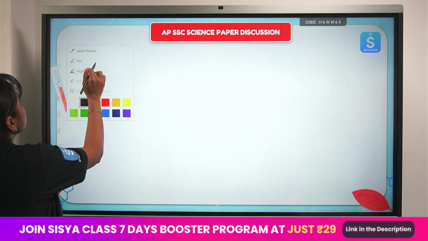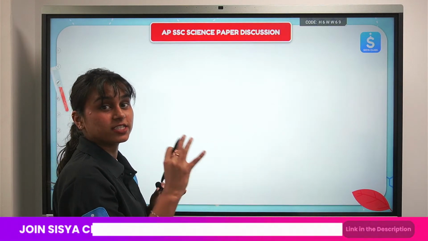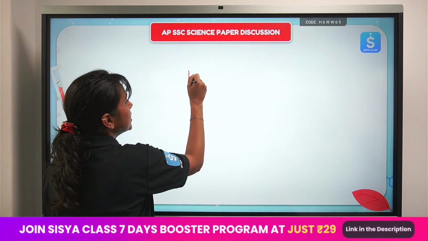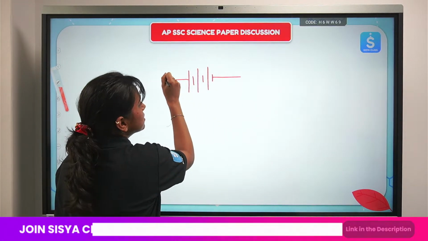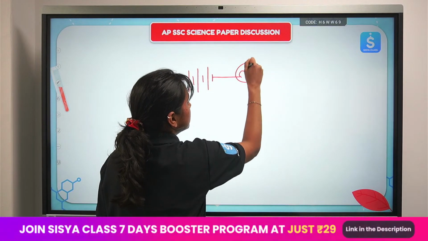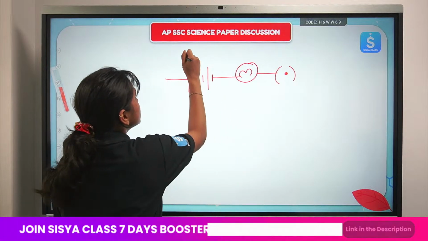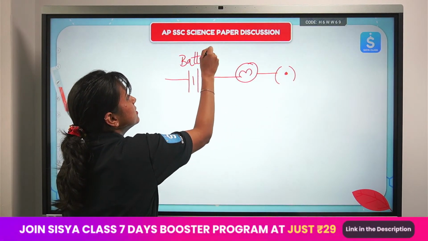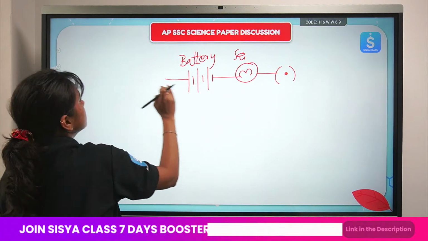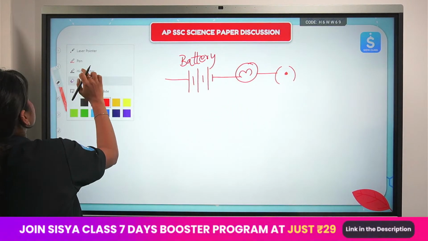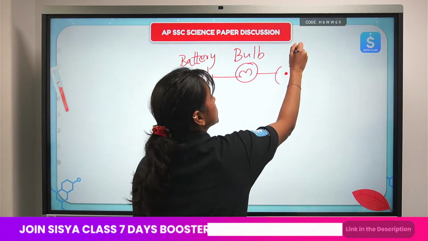So we have to make a circuit which conducts electricity using a liquid. In a circuit we always have a battery, this is our battery. Then our circuit will always have a bulb, and it will have a switch. This is our switch, this is our bulb.